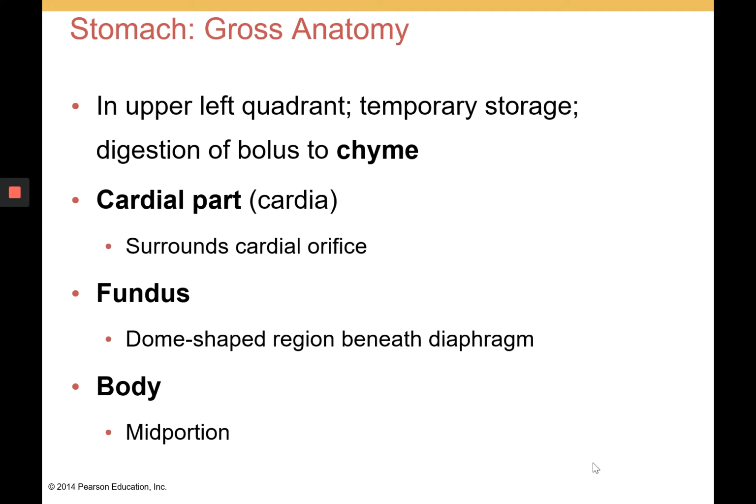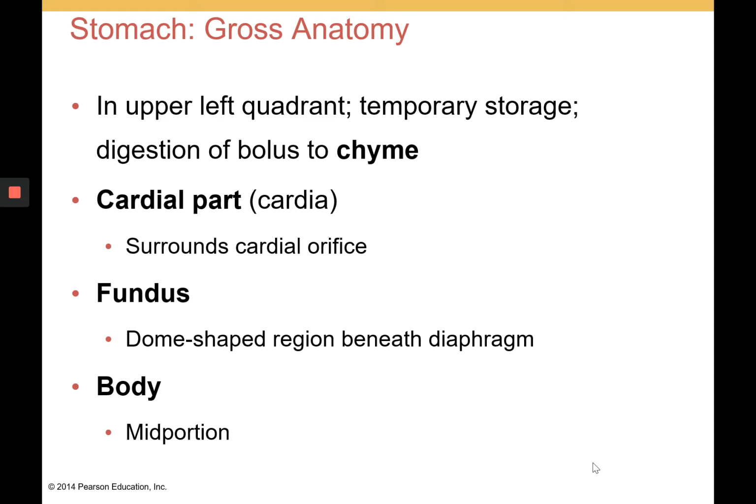Let's talk about its gross anatomy. It has many parts. We find the stomach in the upper left quadrant. It is temporary storage for food. It'll help digest that bolus into chyme. So food mixed with saliva is a bolus, but when that bolus is not only mixed with the digestive juices in the stomach, but also acid, it then becomes chyme. So the food enters the stomach as a bolus, it leaves as chyme.